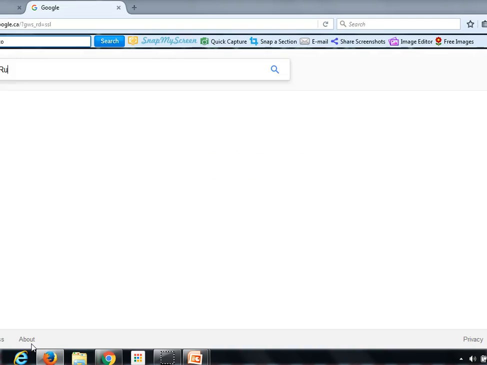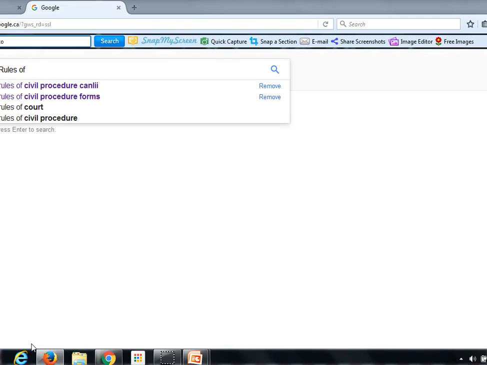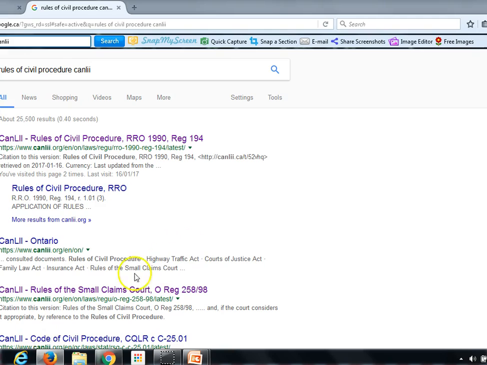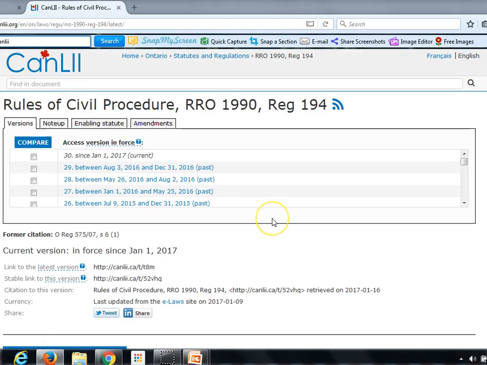So you're at Google and you have no idea where to find these rules, so you type in rules of civil procedure. It's already here. CanLII is this website that provides free statutes of entire Canada, so you can find all the statutes and regulations in there. So let's click OK. You go to the CanLII website, and then it will take you there. So rules of civil procedure, RRO 1990, regulation 194. I'll come back to what that means.